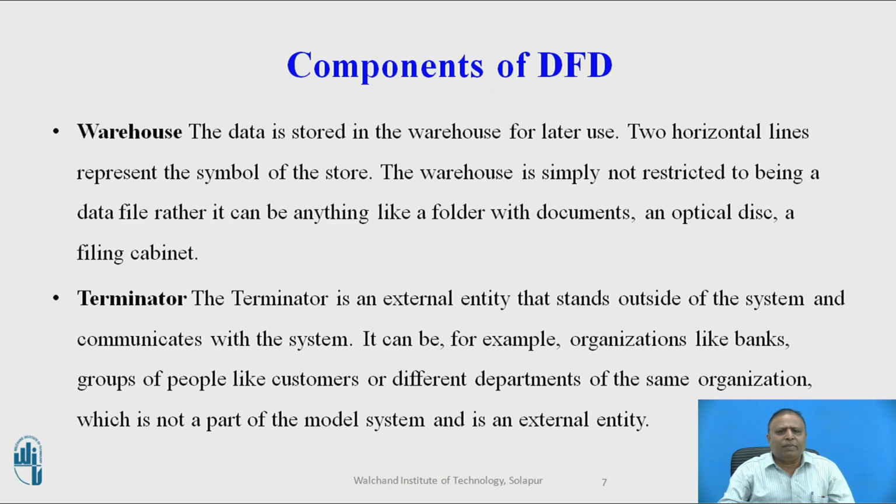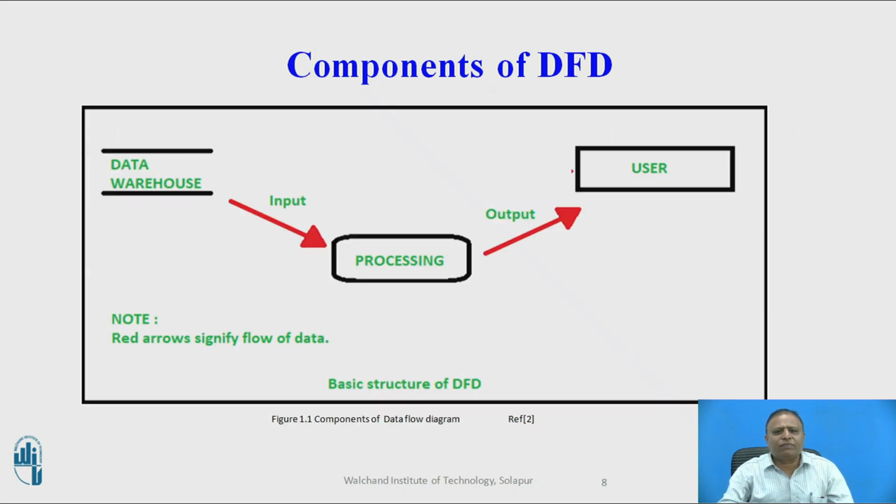Next component, terminator. The terminator is an external entity that stands outside the system and communicates with the system. It can be, for example, organizations like banks, groups of people like customers, or different departments of the same organization, which are not part of the modeled system, and are external entities.